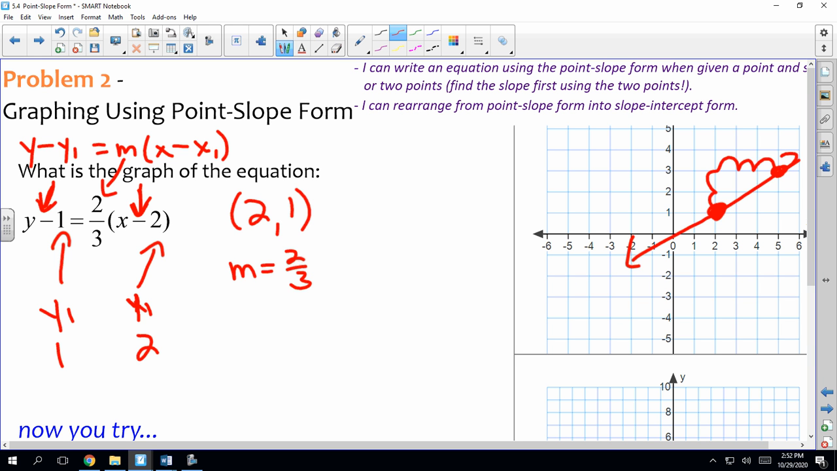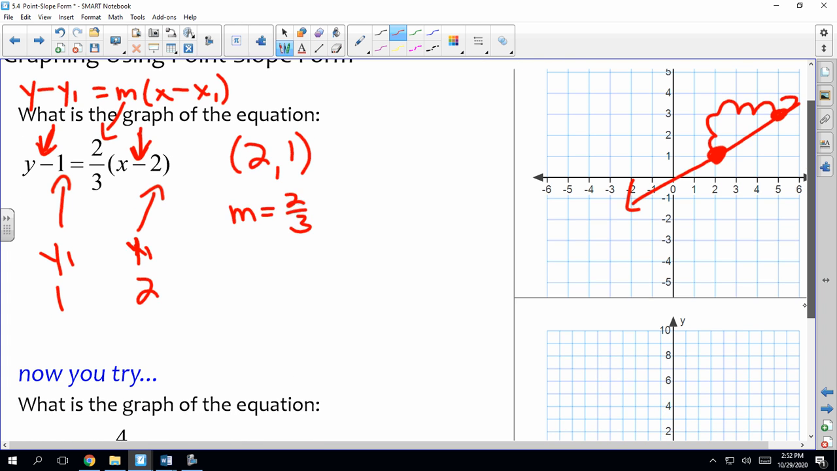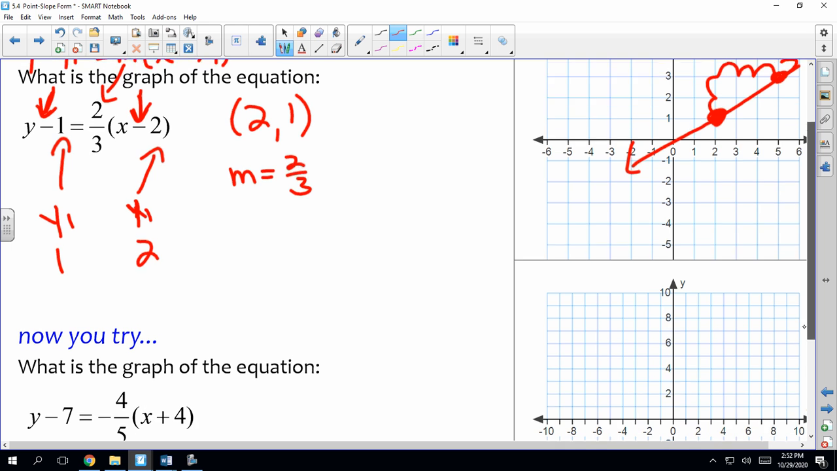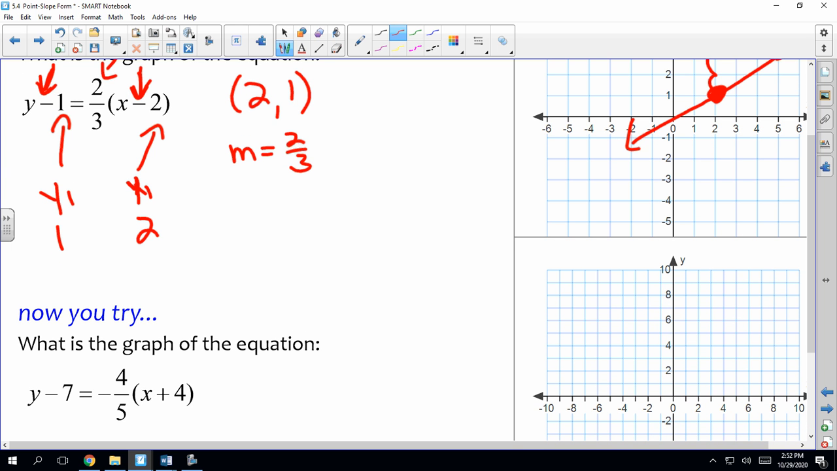So you can graph a line given the equation in point slope form. It's not too hard. You got to locate the point, place a dot there, and then do what the slope says. I'm going to do one more here. You're welcome to pause the video and just try this one on your own. I'm not going to have you graph it on your own.